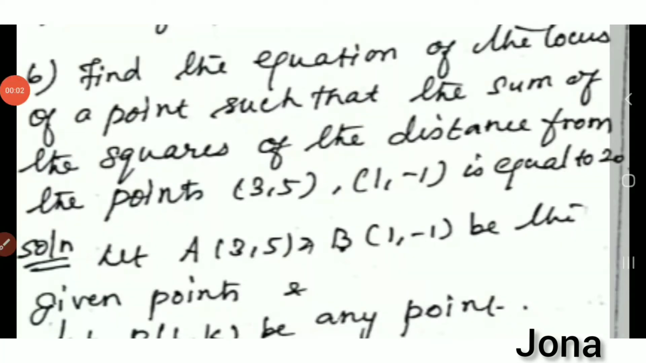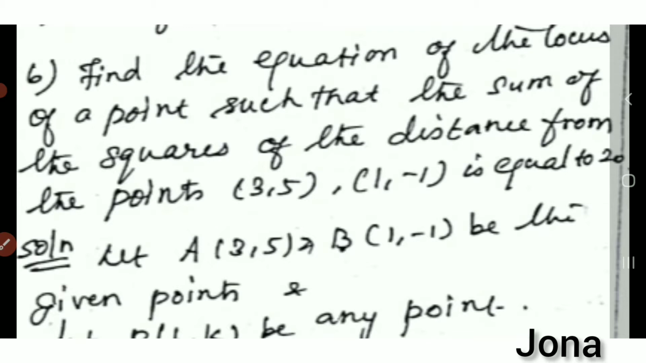Sixth problem. Find the equation of the locus of a point such that the sum of the squares of the distance from the points (3, 5) and (1, -1) is equal to 20. Okay. Distance from the points (3, 5) and (1, -1).